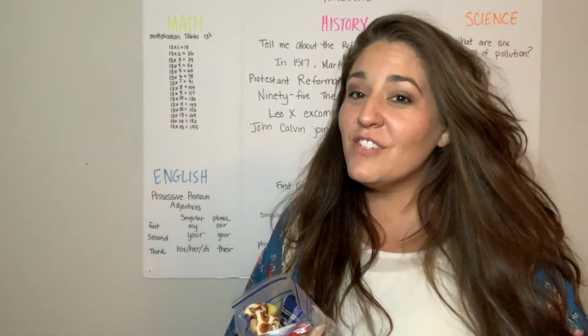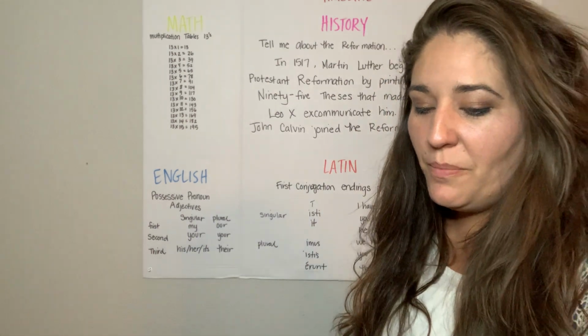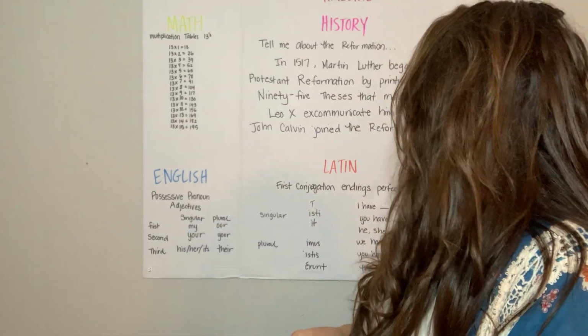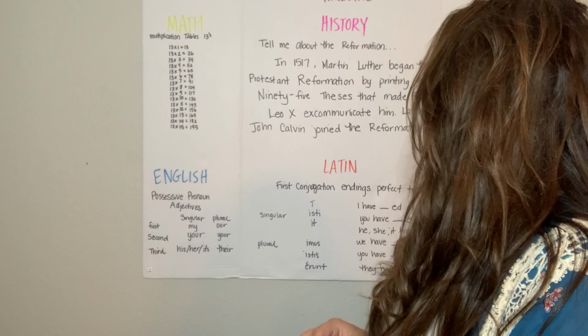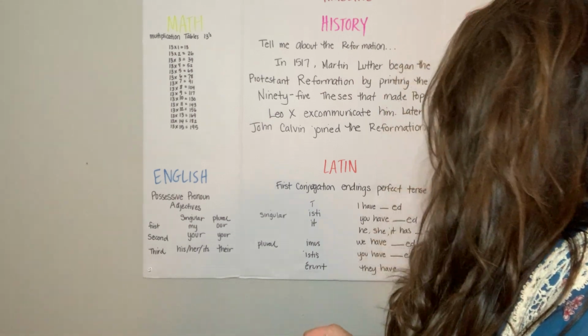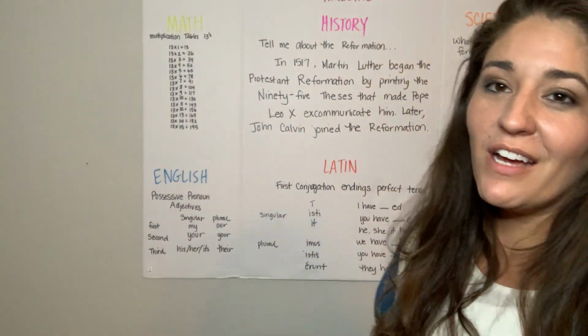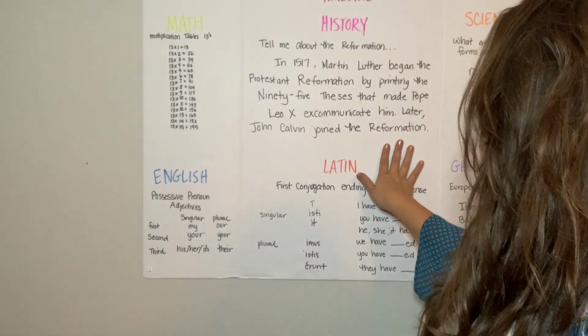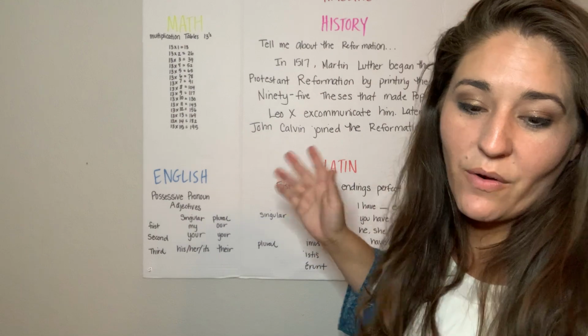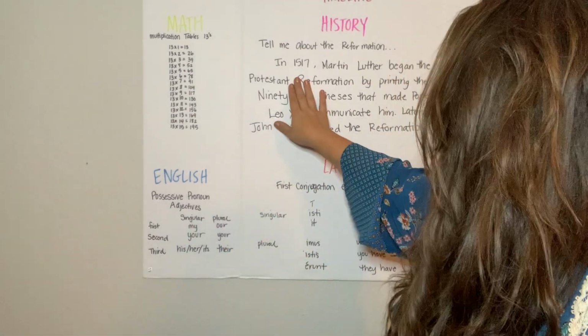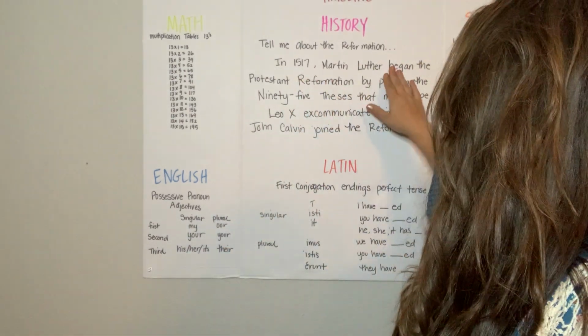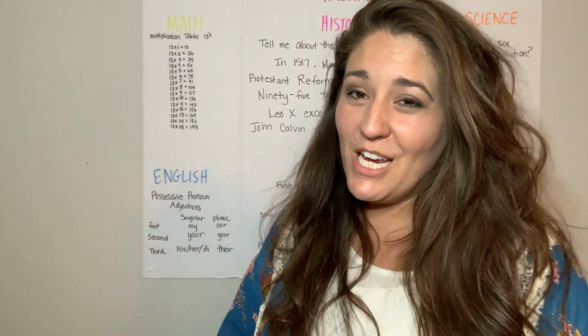In 1517, Martin Luther began the Protestant Reformation by printing the 95 Theses that made Pope Leo X excommunicate him. Later, John Calvin joined the Reformation, and this is where it all began. In 1517, Martin Luther began the Protestant Reformation.